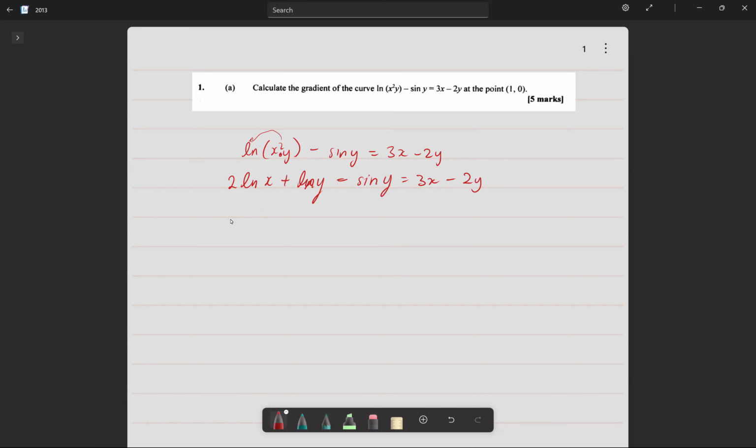Differentiating, we have 2, the differentiation of ln x is 1 over x, plus 1 over y dy/dx. Whenever you differentiate something with y, you have to put dy/dx to ensure that it's implicit. Then you have minus cosine y dy/dx equals 3 minus 2 dy/dx.